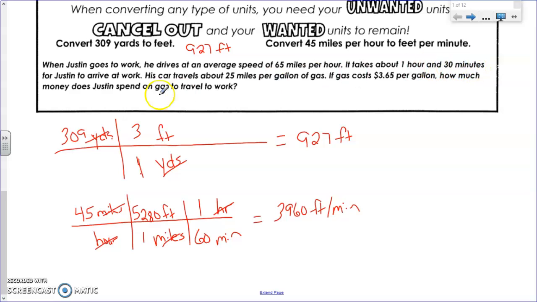When Justin goes to work, he drives an average of 65 miles per hour. It takes him 1 hour and 30 minutes to arrive at work. His car can travel 25 miles per gallon of gas. If gas costs $3.65, how much money does Justin spend on gas to travel to work?